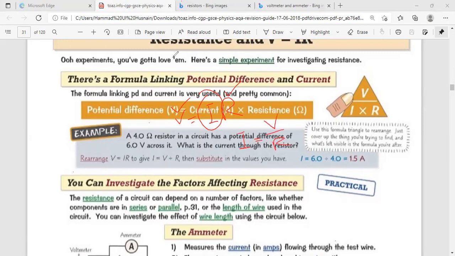We will put the value of potential difference, which is 6 volts, and the value of resistance, which is 4 ohms, and we will get about 1.5 amperes, right? So this amount of current will flow through this circuit. I hope you are clear with this.